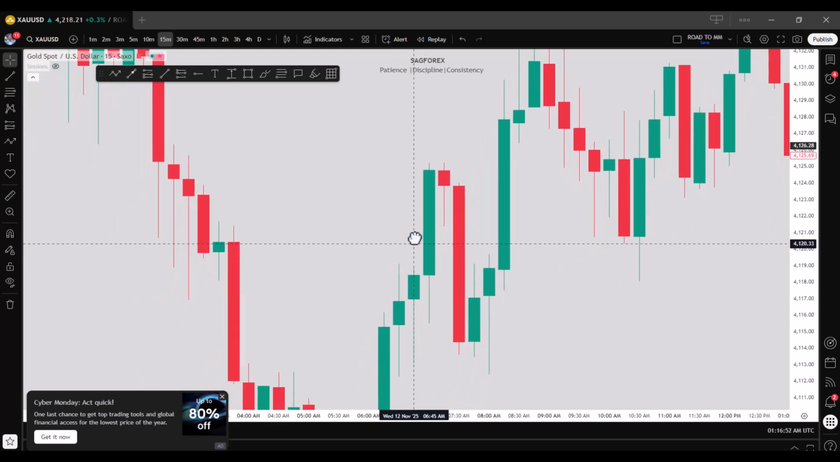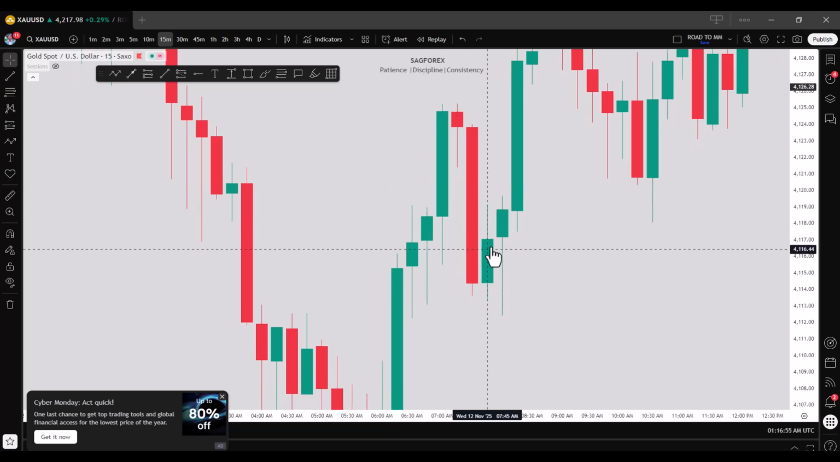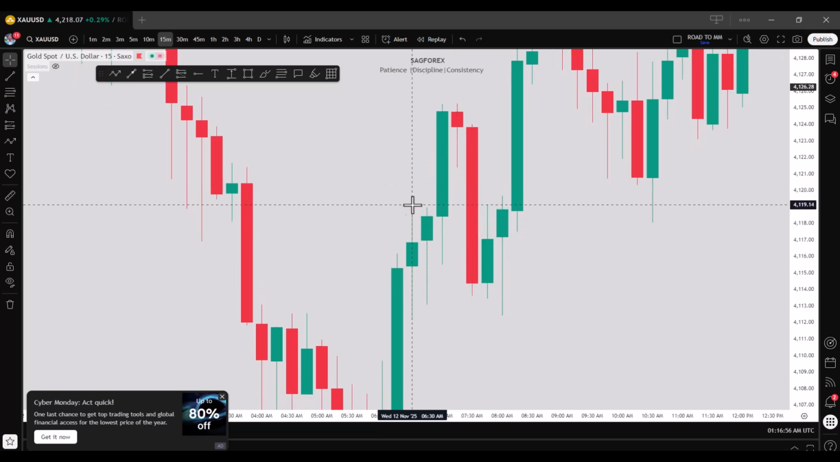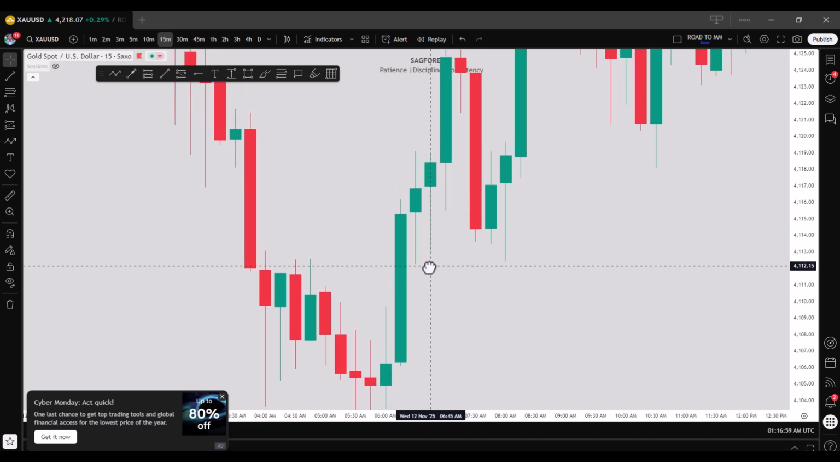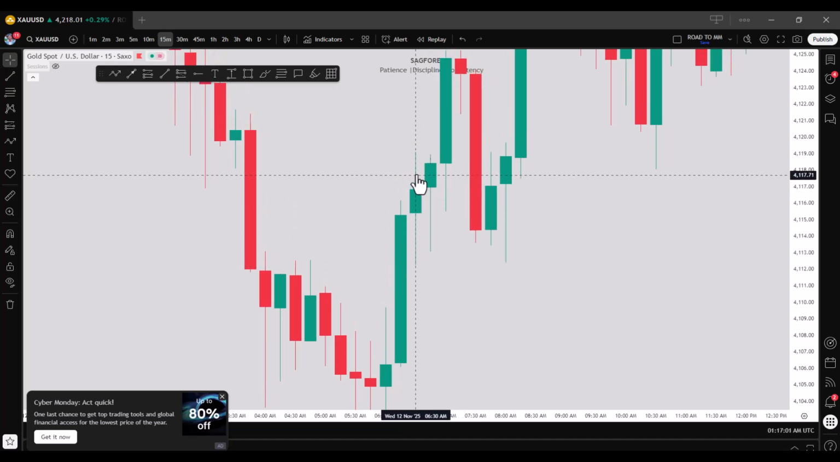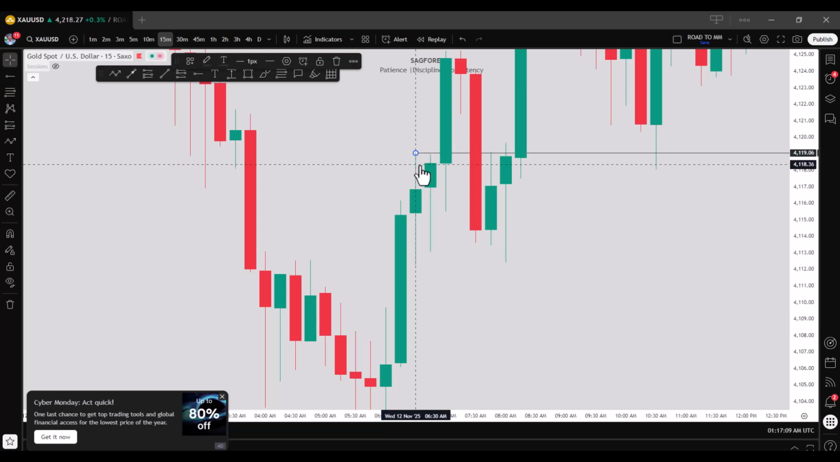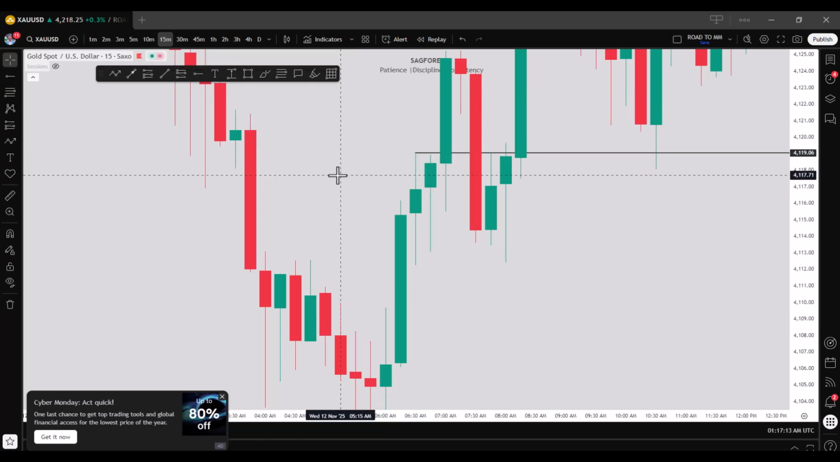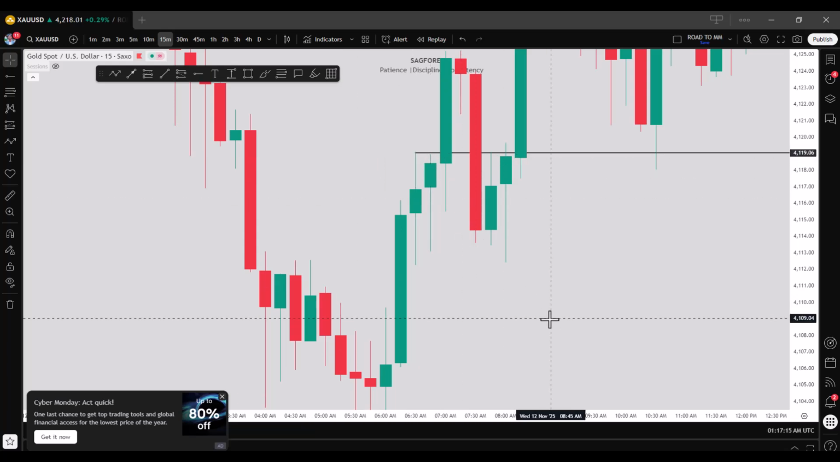You understand? Very, very tiny. And oh guys, we have a swing high over here actually. All right, we have a swing high over here, right here, this green candle. So let me label it over here. This is going to be our swing high. Increase the size of this a little bit. This right here is going to be our swing high.